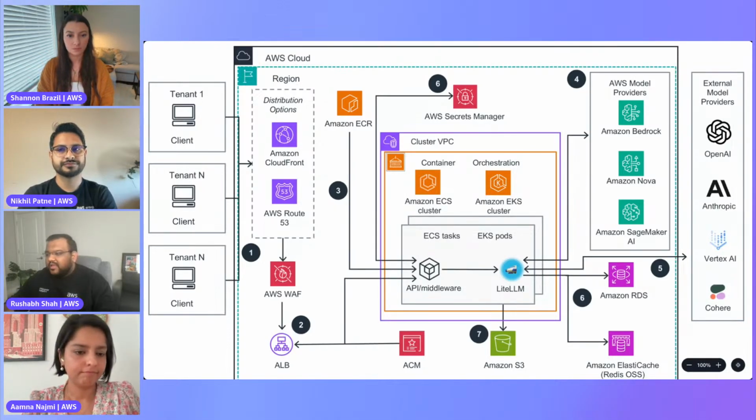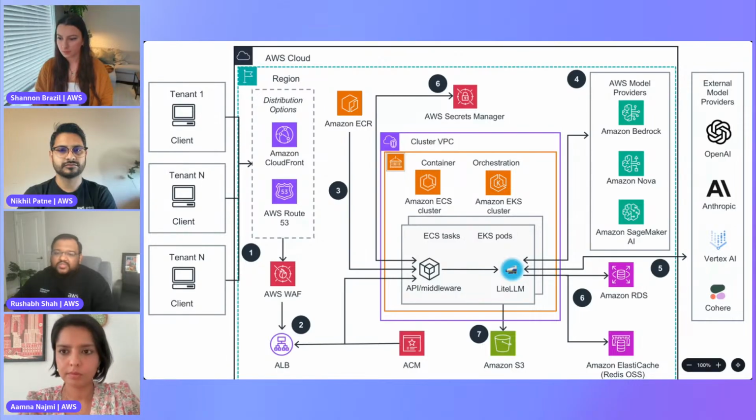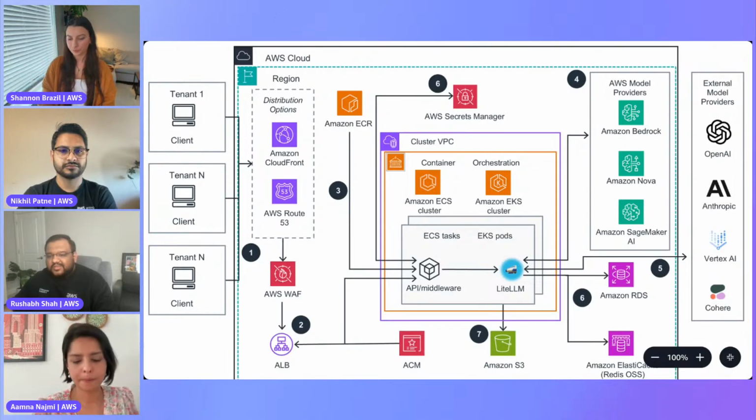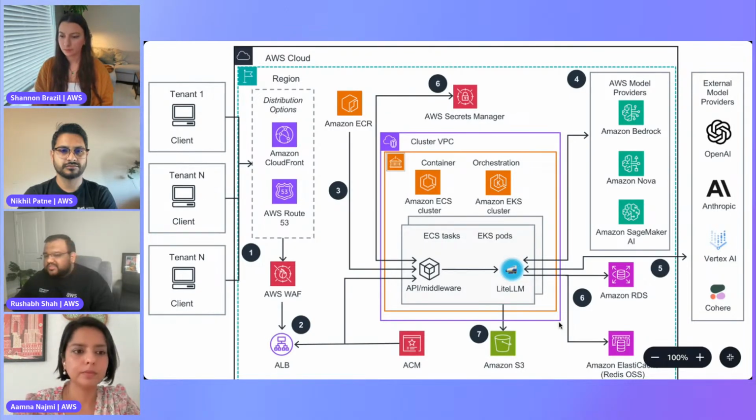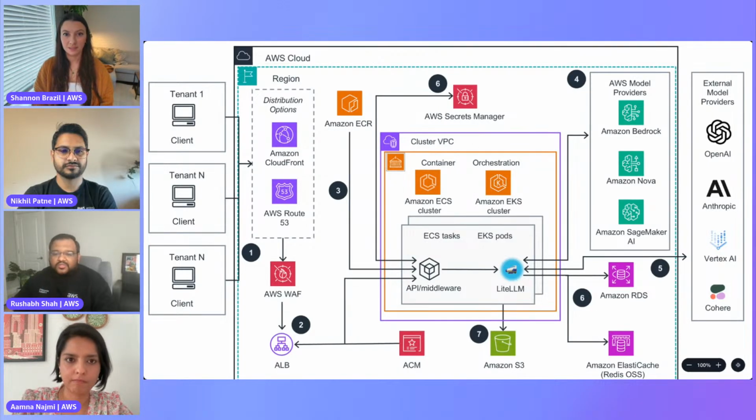And then somewhere on the center bottom is number 6, which is how LiteLLM integrates with Amazon ElastiCache, which is the Redis open source software, Amazon RDS, and AWS Secrets Manager. ElastiCache helps to enable multi-tenant distribution of the application strings. RDS enables persistence of virtual API keys, and Secrets Manager, the important part here, stores the credentials for the external model providers.